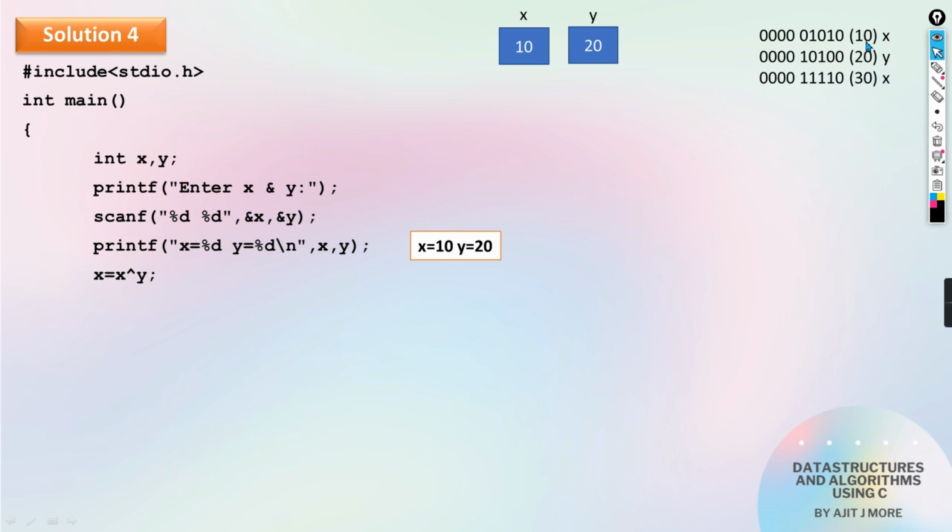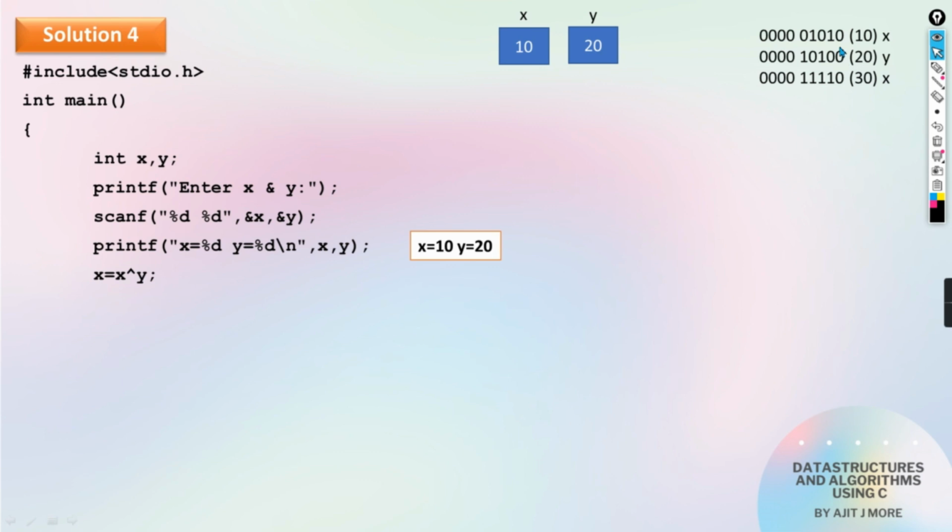I hope you know how to convert decimal to binary. This is 8 and this is 2, which makes 10. And this is the binary of 20: this is 16 and this is 4, so 16 plus 4 is 20. Now this is binary 10, binary 20. You are going to XOR both, and this result you will keep in x only.